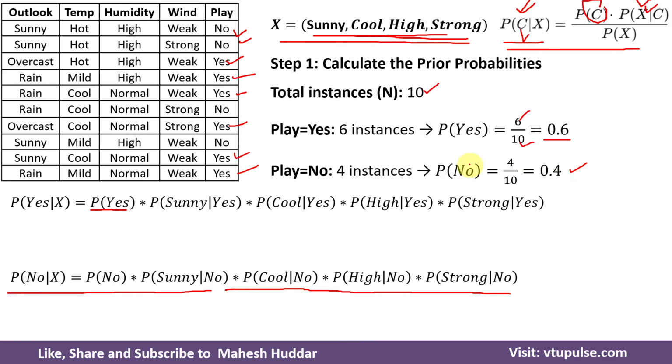Once you find the prior probability, next we need to find the likelihood probability. That is, here we need to find probability of sunny given yes, cool given yes, high given yes and strong given yes. And similarly, we need to find sunny given no, cool given no, high given no and strong given no.